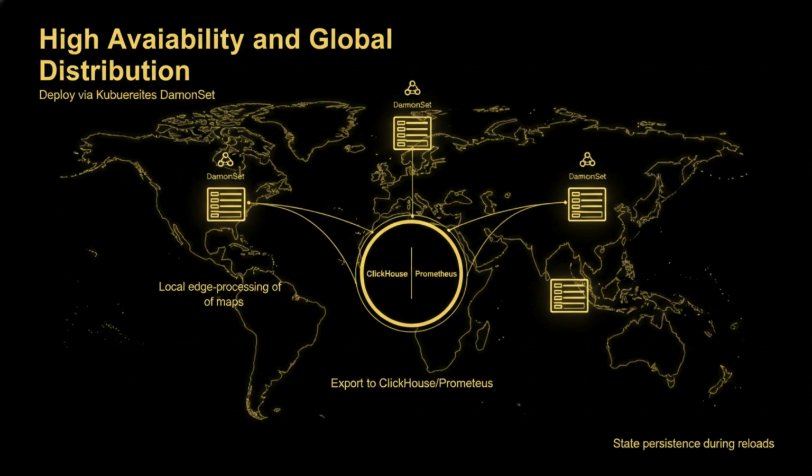Scaling this to a global infrastructure requires a distributed approach. We don't want a single point of failure. By deploying eBPF probes as part of a daemon set in Kubernetes, we ensure every node has its own local monitoring agent. These agents pre-process data locally using BPF maps and only ship telemetry to a centralized store like Prometheus or ClickHouse. This edge processing model minimizes backhaul traffic. For high availability, we use BPF's ability to maintain state across reloads. This ensures that even if our monitoring agent restarts, the kernel-level filtering and counting continue without interruption.